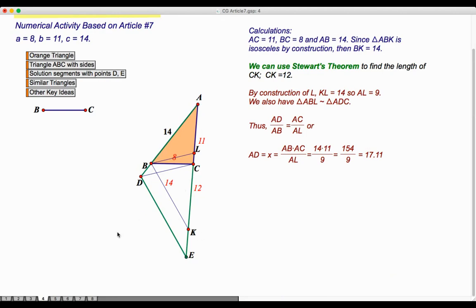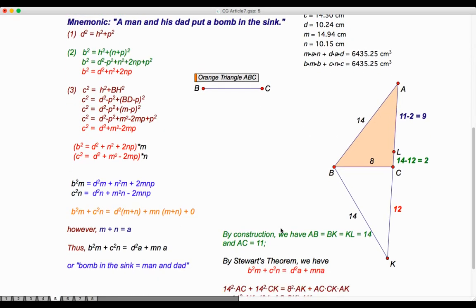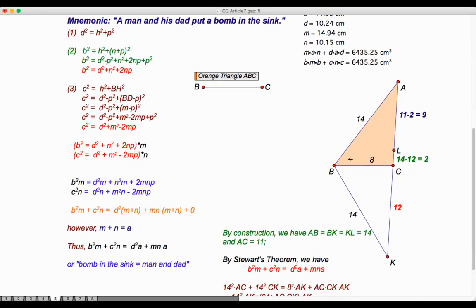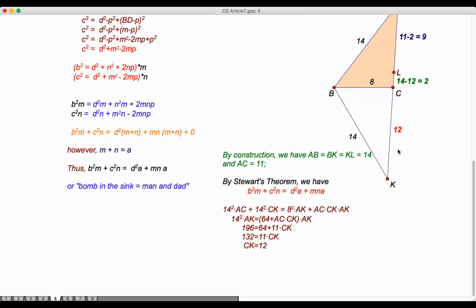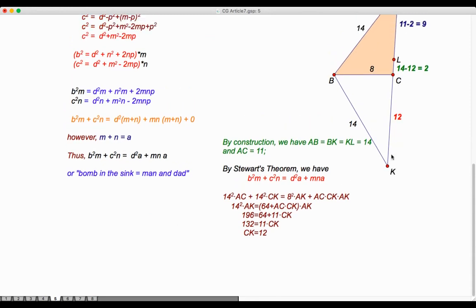Triangle ABK, and with triangle ABK, BK is the same thing as AK, equal to 14. By construction, AB, BK, and KL are all equal to 14, which is the longest side of the triangle with sides 8, 11, 14. And therefore, AC is equal to 11. And therefore, I can subtract the rest. So, by Stewart's theorem, we have the bomb, the sink, the dad, and the man.